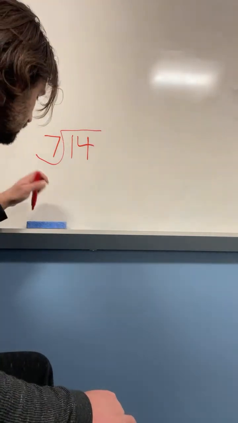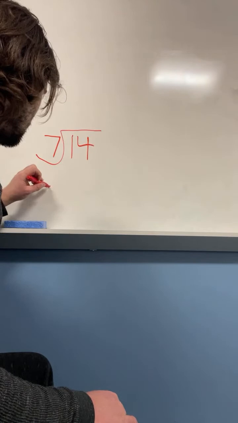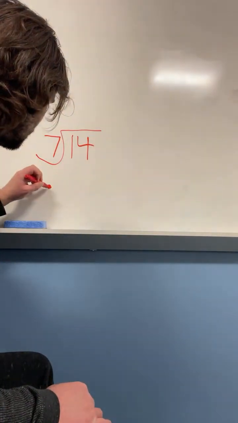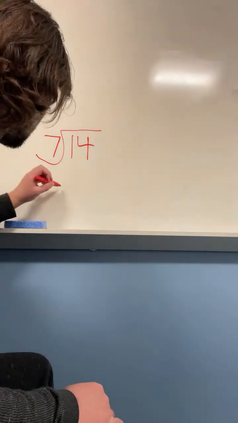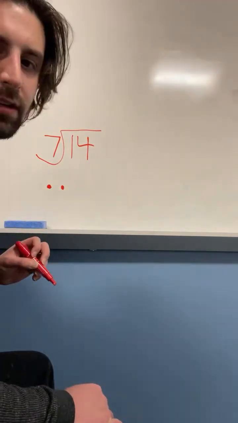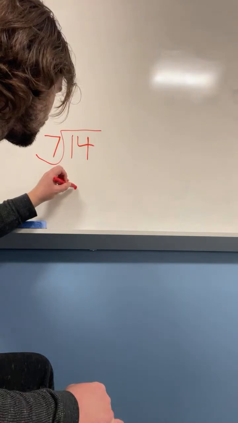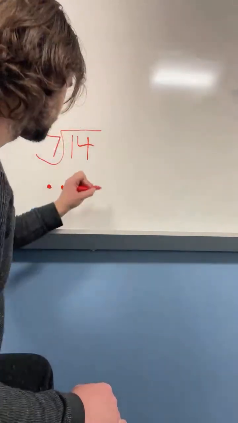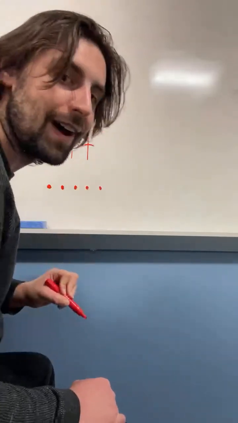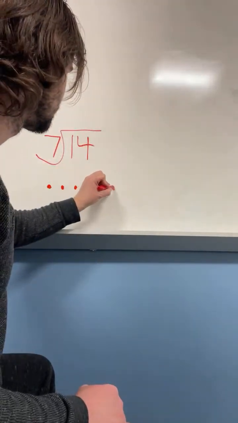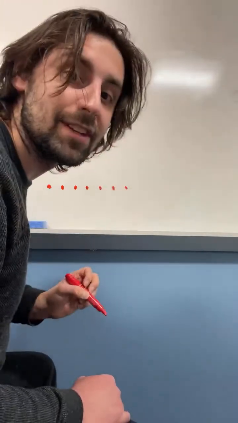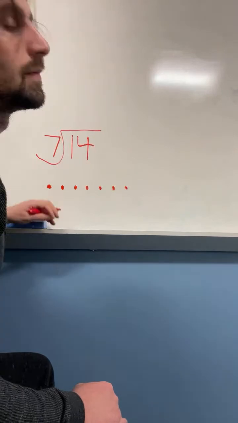All right. So underneath the problem here. Let me even make it a little bigger because I want you to be able to see it. 1, 2, 3, 4, 5, 6, 7. So that's one row of 7.